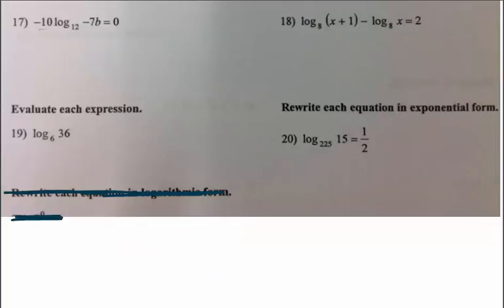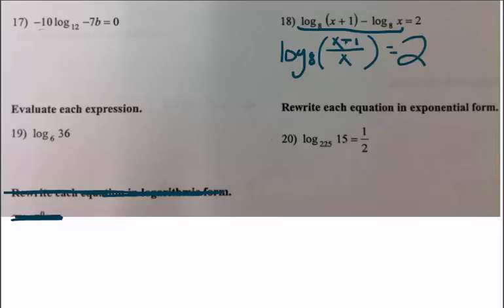In 18, we're going to try it the same way, but I have too many bases to start out with. I have 2 on the same side. And we had just finished talking about combining them together. I would like to get it like 17, a log equal a number. And I can do that. I know that subtraction, if I want to smash these 2 logarithms together, I'm going to make it division. So I'm going to put x plus 1 over x equals 2. And now, even though it looks a little bit scarier than 17, I still can switch it over. I'm going to say 8 squared equals x plus 1 over x.